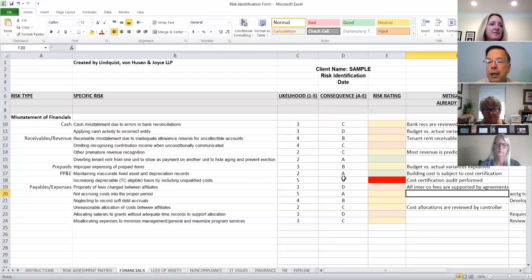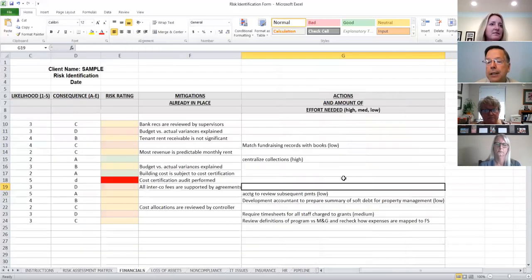so that's still a risk. And then you could, in the next column, which is the actions and amount of effort needed, this is where you're saying, okay, this is what we need to improve. We saw that there's a risk, it's pretty significant, we want to address it. Or maybe it's just moderately significant, but we still want to address it. And this is what it would take.